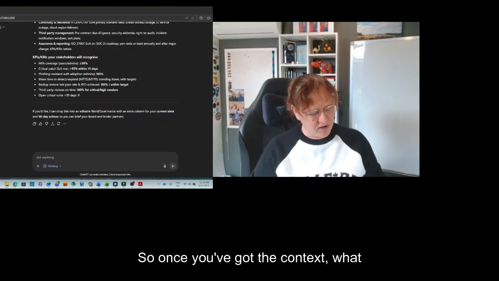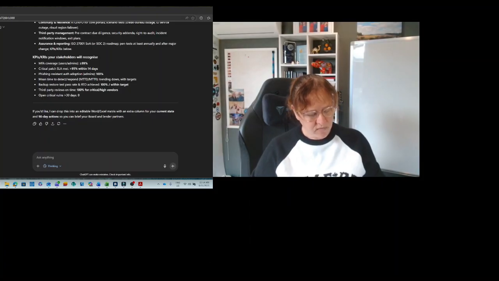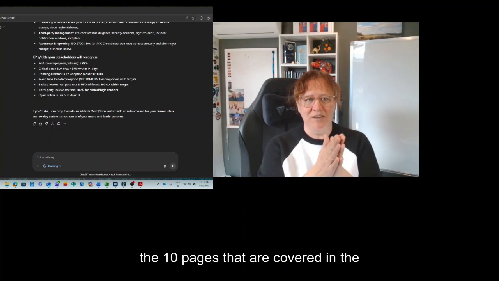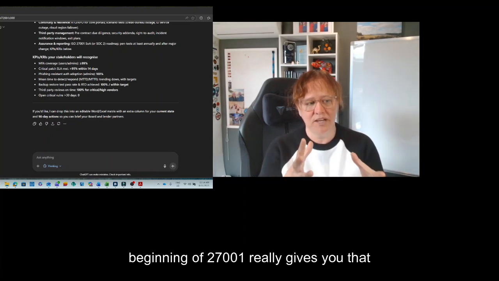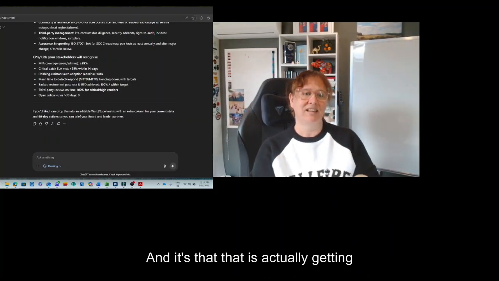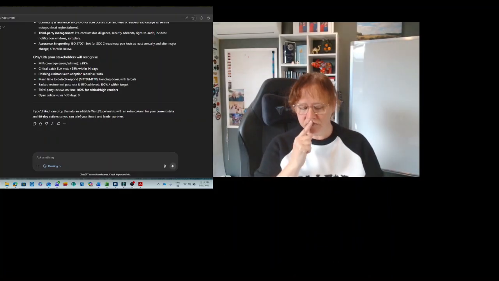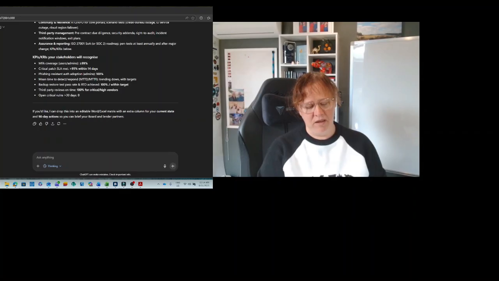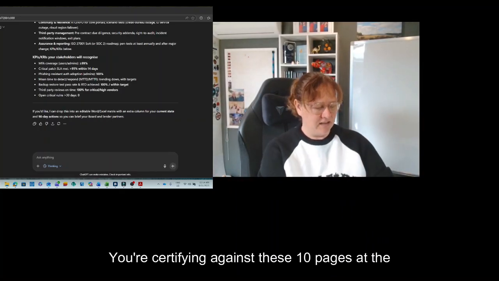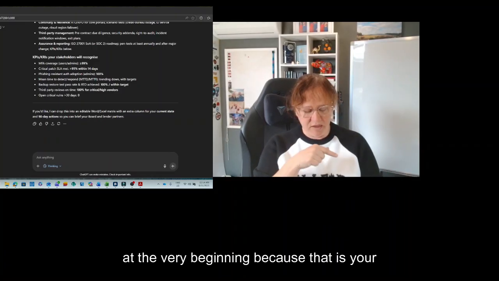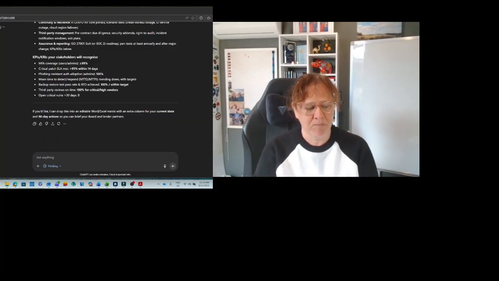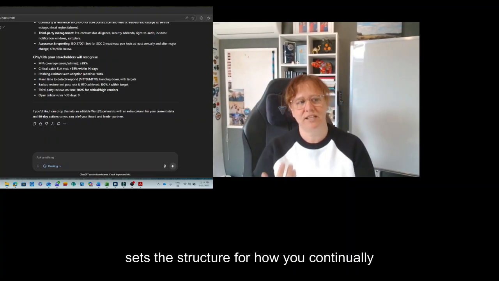So once you've got the context, what is important is the 10 pages that are covered in the beginning of 27001. It really gives you that framework for how you manage your ISMS. And that is actually what gets certified. You're not certifying against everything else. You're certifying against these 10 pages at the very beginning, because that is your management system, and it sets the structure for how you continually improve.